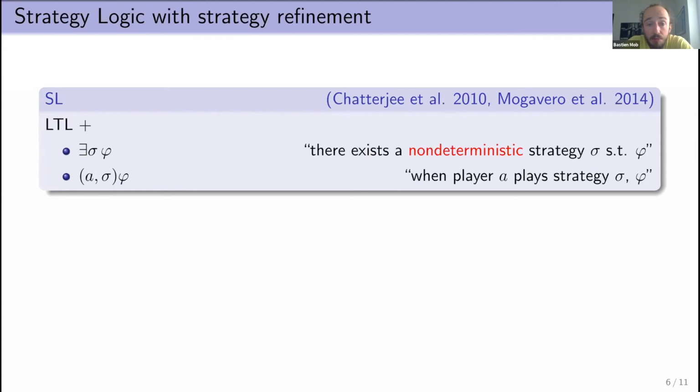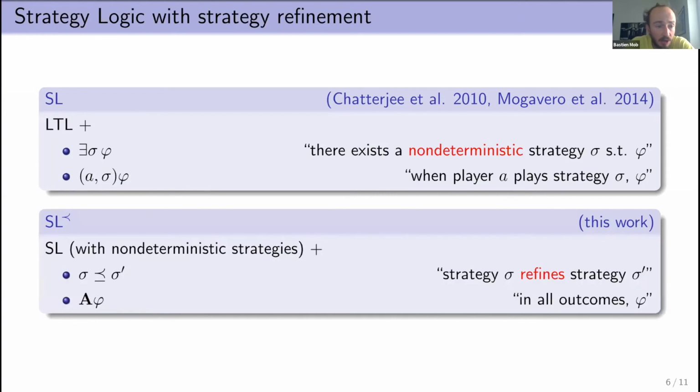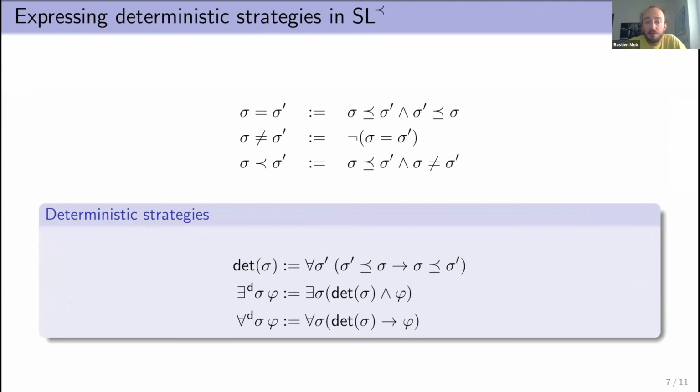And now we will allow for non-deterministic strategies, unlike most previous definitions of strategy logic. And we will add 2 new operators. So our logic consists of strategy logic with non-deterministic strategies, with a refinement operator, where this formula reads as strategy sigma refines strategy sigma prime, and an operator to quantify over all possible behaviors or outcomes allowed by the strategies currently used.